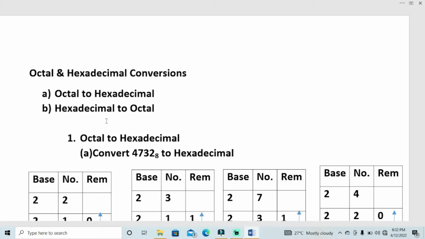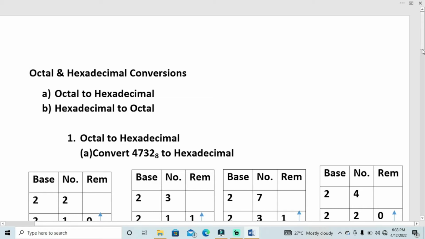The links will be in the description so that you may understand how we convert octal to binary and binary to octal, and also octal to decimal and decimal to octal. Also for hexadecimal to binary, and binary to hexadecimal, and also hexadecimal to decimal, and decimal to hexadecimal. So in this video we're going to start with octal to hexadecimal.